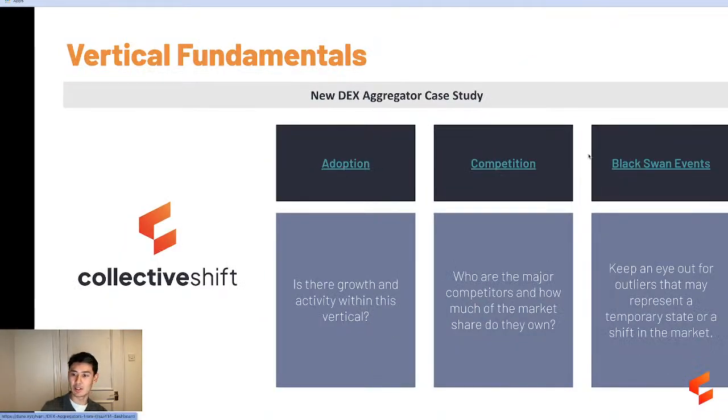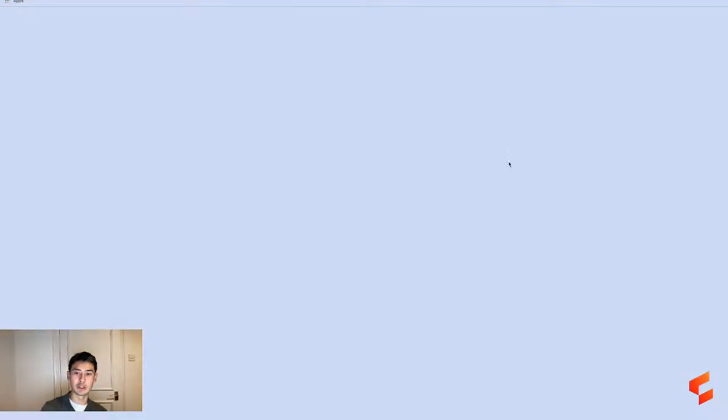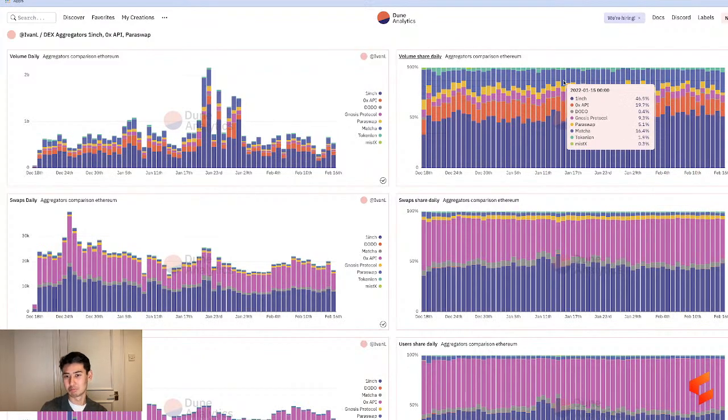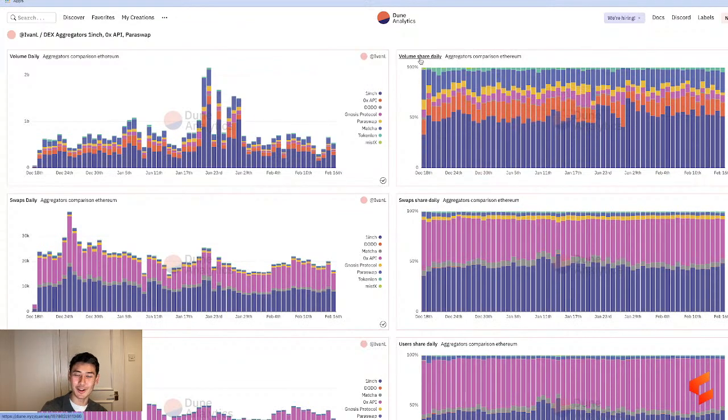So I talked about adoption, talked about black swan events. I'm going to briefly run over competition. So here's a way that you could look at market share within the DEX aggregators and identify, not conclusions, but new areas to explore or data to collect, I should say, or ideas to ponder. Why not? So here we have all DEX aggregators, volume share daily.